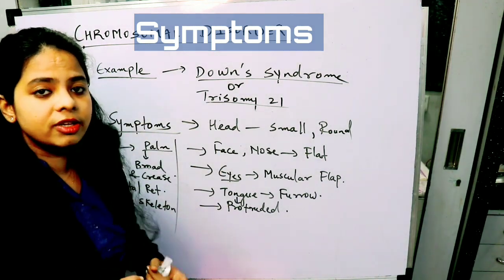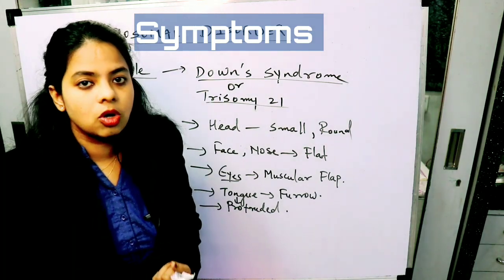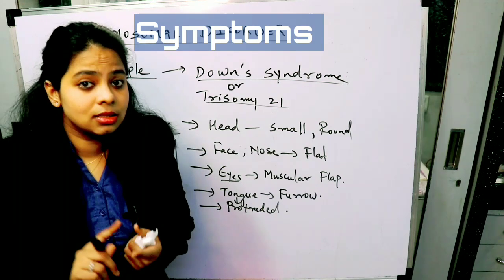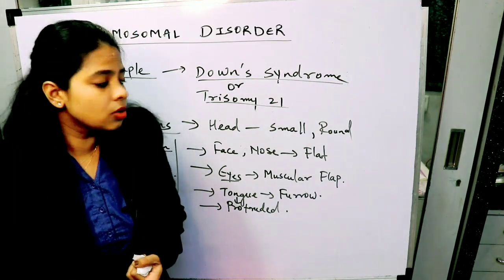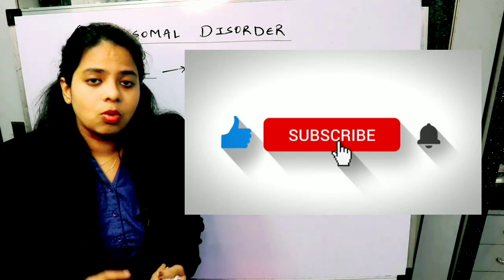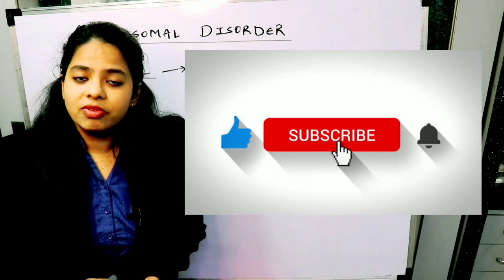So we have discussed what a chromosomal disorder is, then we have discussed the first type of chromosomal disorder, that is Down syndrome, and in Down syndrome we have discussed what Down syndrome is, what the causes are and what the symptoms are. I hope everything is clear.